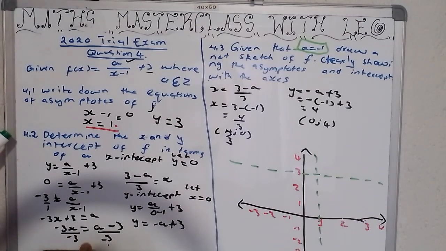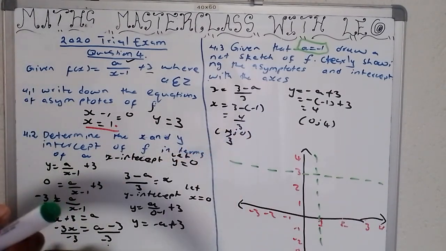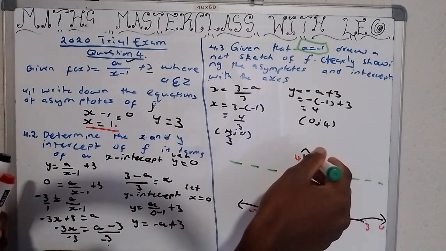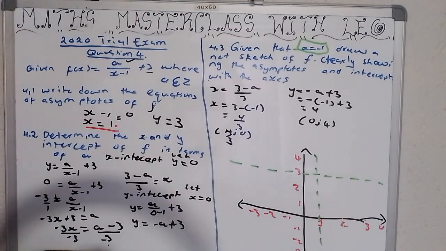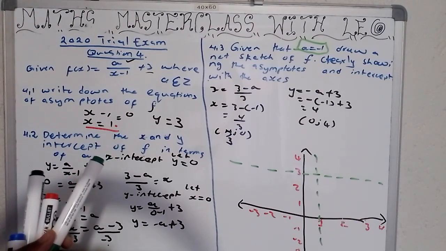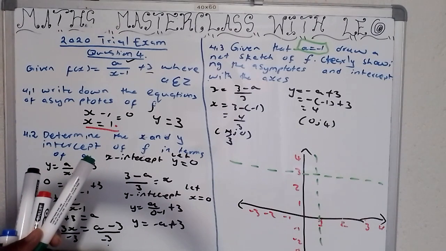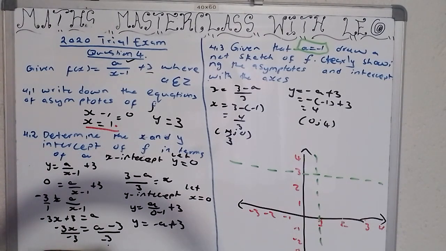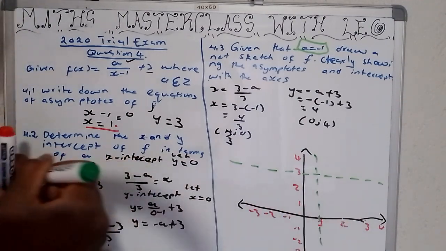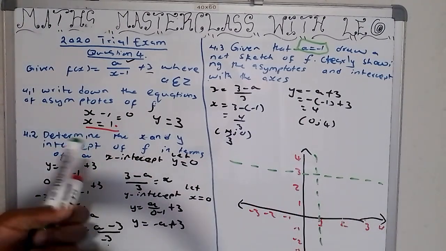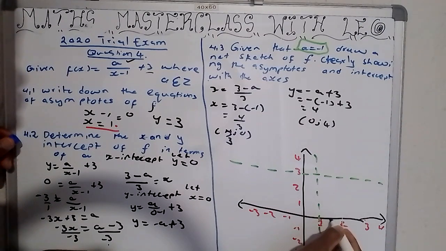I have the x-intercept, which is 4 over 3. What is 4 over 3? Let me just get my calculator quick. 4 over 3. It is 1.333. So, my x-intercept is somewhere after this point. Somewhere after that point, I have my x-intercept somewhere there.